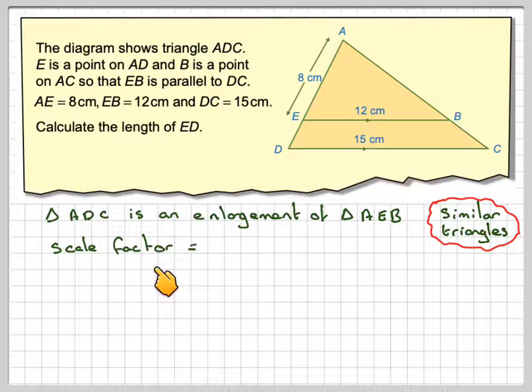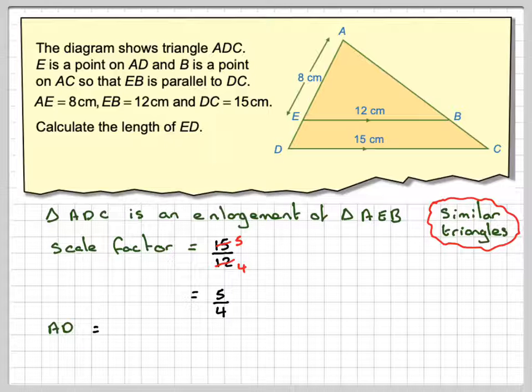So the scale factor is equal to this length here, 15, over 12, because we are going to go from the smaller triangle to the larger triangle. If you were going from the larger triangle to the smaller triangle, you'd have to write this as 12 over 15. Right, this cancels down, so we'll cancel it down. 3 goes into 12, 4. 3 goes into 15, 5. So the scale factor is 5 over 4, or you can write that as a decimal, which is 1.25.